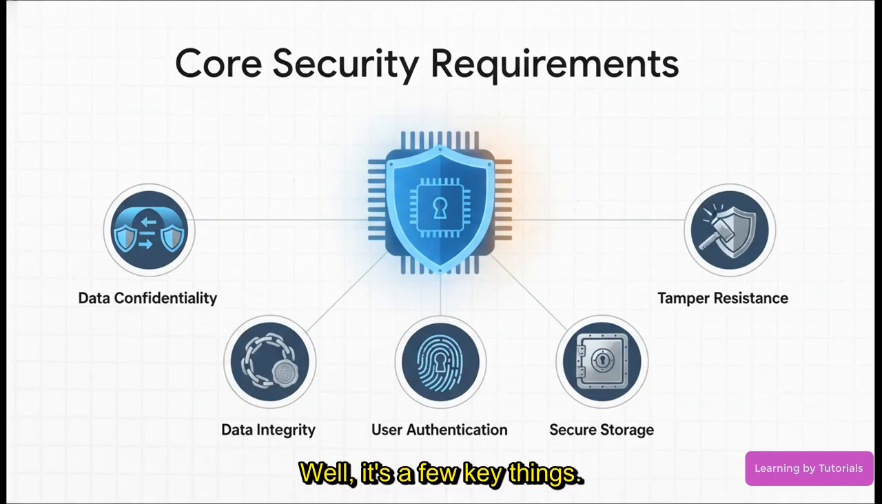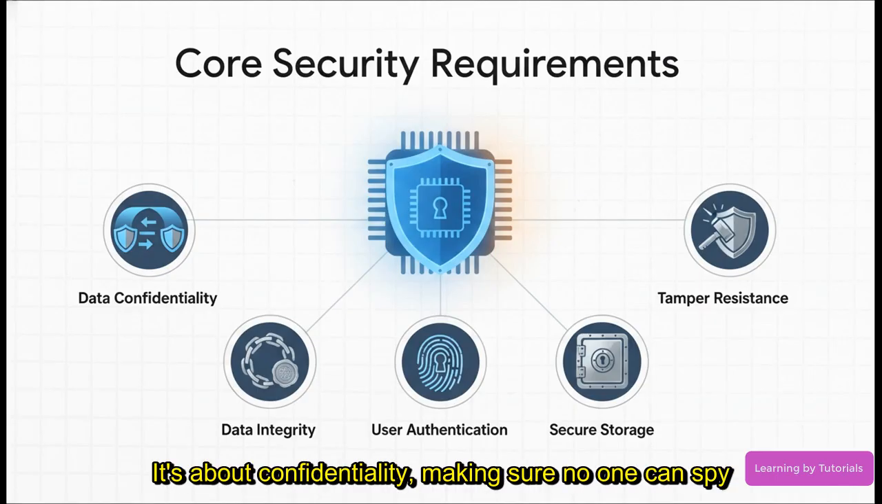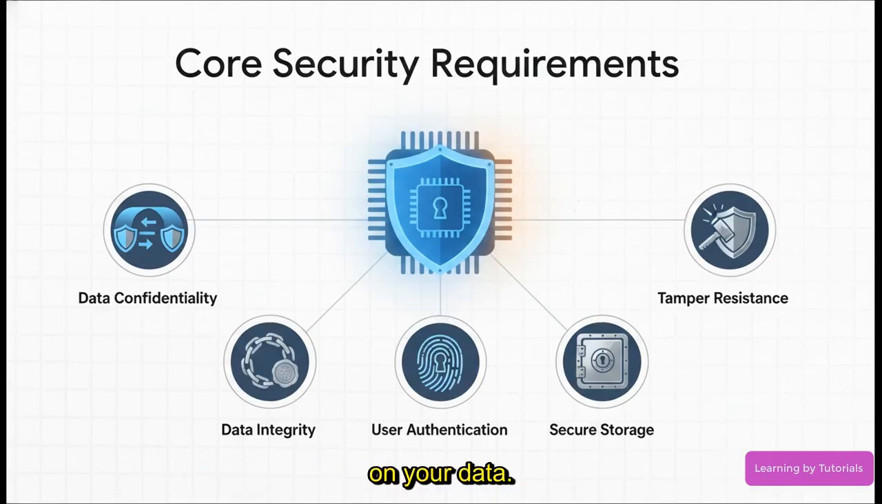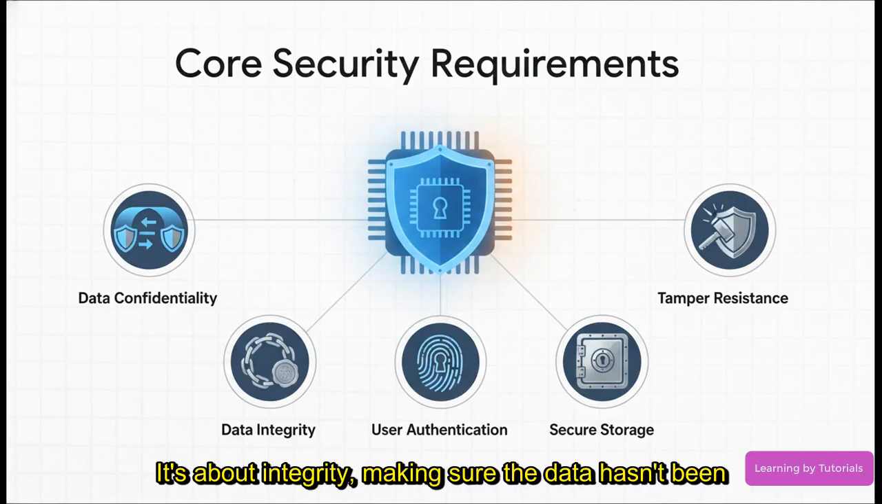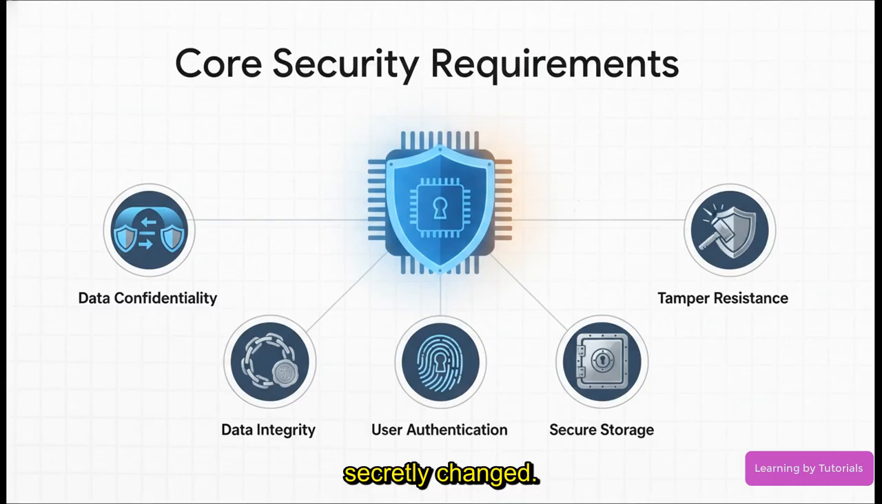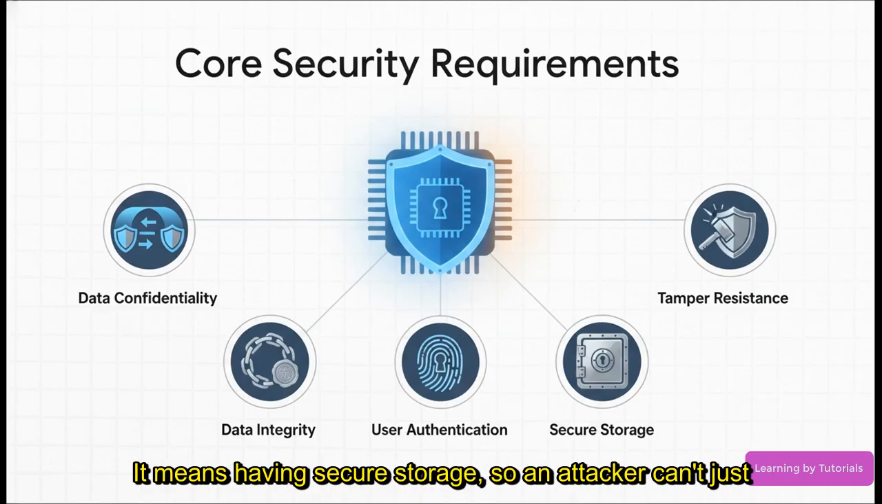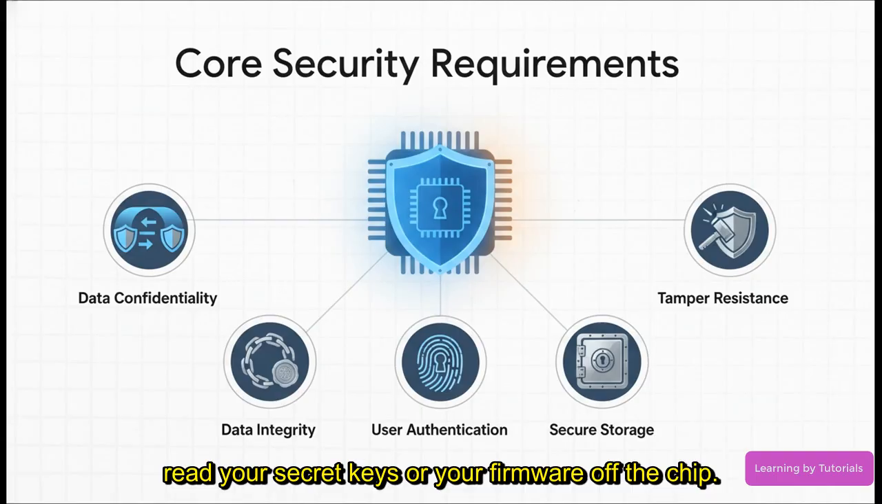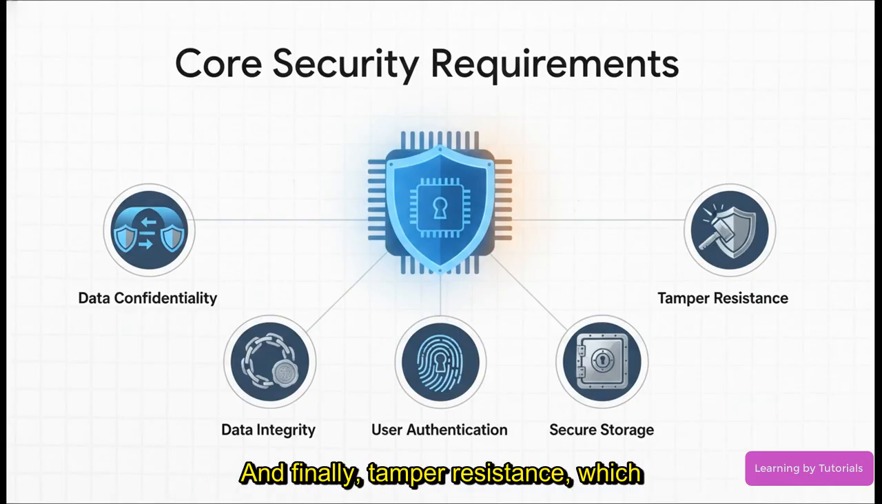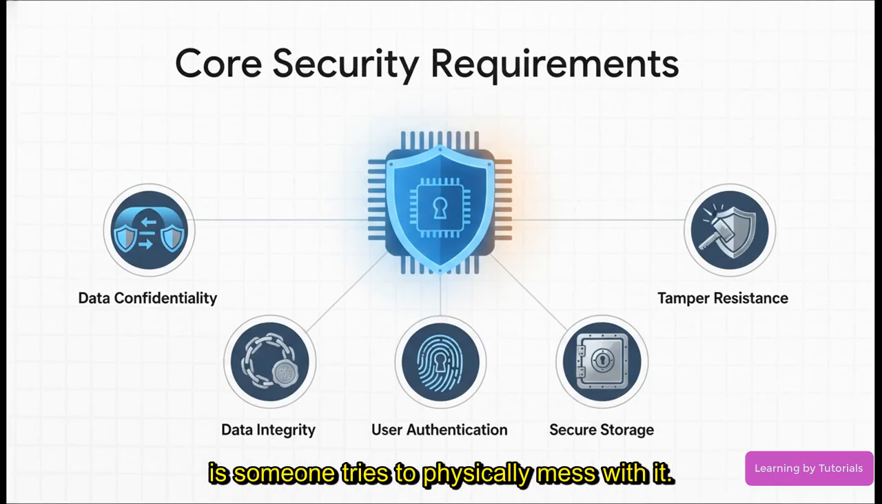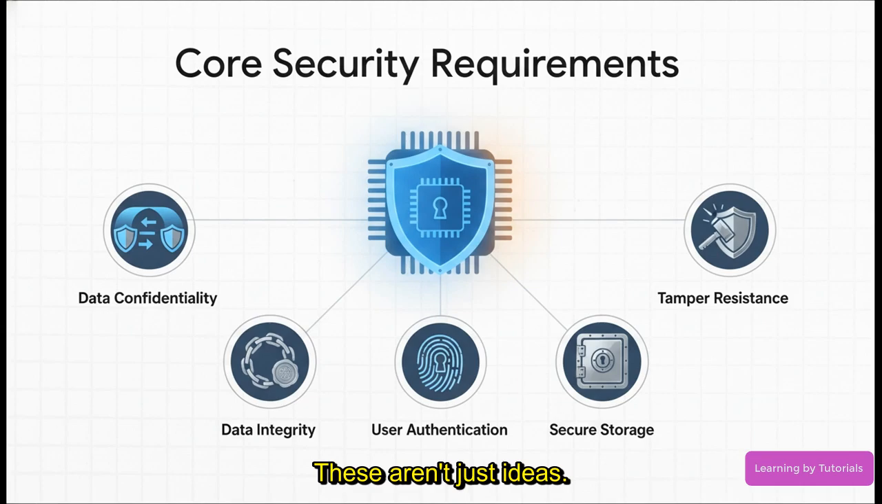So what does security actually look like in an embedded system? Well, it's a few key things. It's about confidentiality, making sure no one can spy on your data. It's about integrity, making sure the data hasn't been secretly changed. It's authentication, proving you are who you say you are. It means having secure storage, so an attacker can't just read your secret keys or your firmware off the chip. And finally, tamper resistance, which is about making the device fight back if someone tries to physically mess with it. These aren't just ideas, they are design requirements.